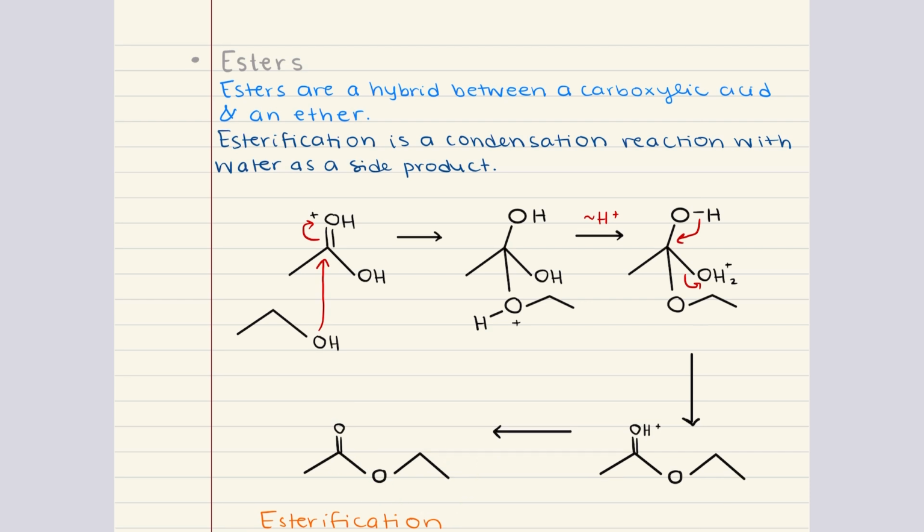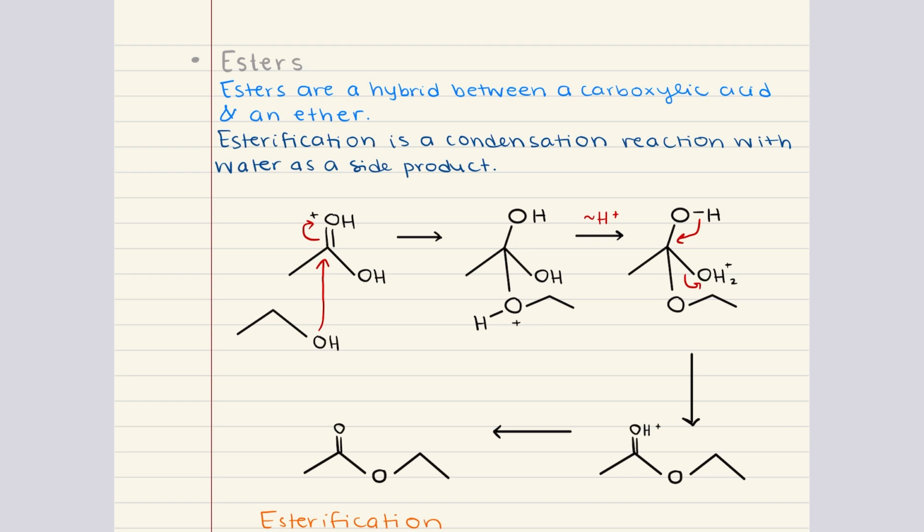The formation of esters from carboxylic acids is called esterification. And this is an example of a condensation reaction, meaning that two molecules combine to form one larger molecule with the loss of a small molecule as a byproduct. In this case, the small molecule lost is water.